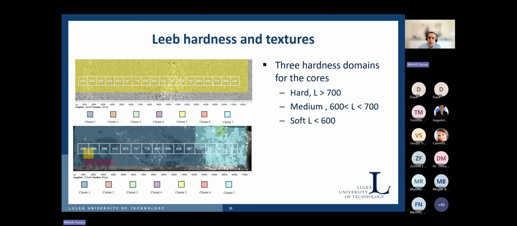At the top, the yellow, more homogeneous texture pattern is classified as a single cluster. The hardness values are more consistent and average above 700, indicating this is a hard rock. And at the bottom, we see this heterogeneous sample with a larger variation in the Leeb hardness.